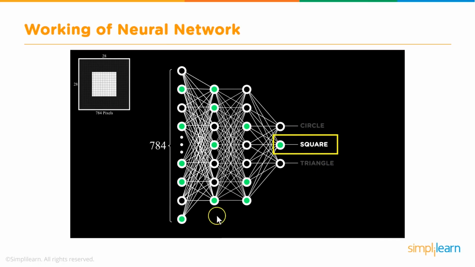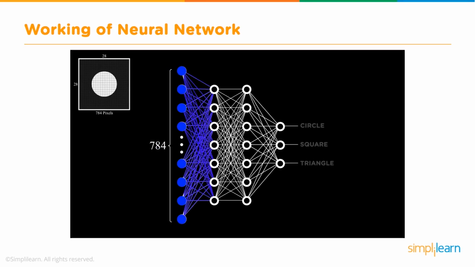During the training process, obviously, initially you feed this image and it will probably say it's a circle or it will say it's a triangle. So as part of the training process, we send that error back, and the weights and the biases of these neurons are adjusted till it correctly identifies that this is a square. That is the whole training mechanism that happens here.